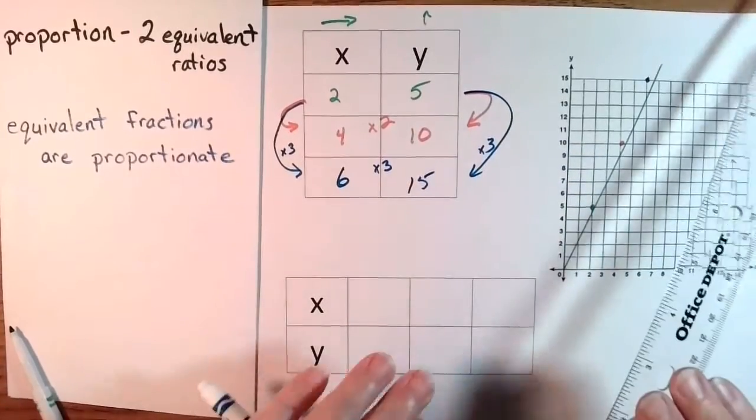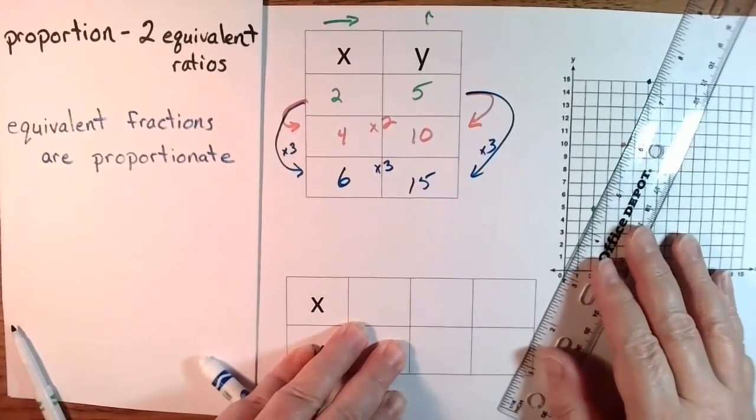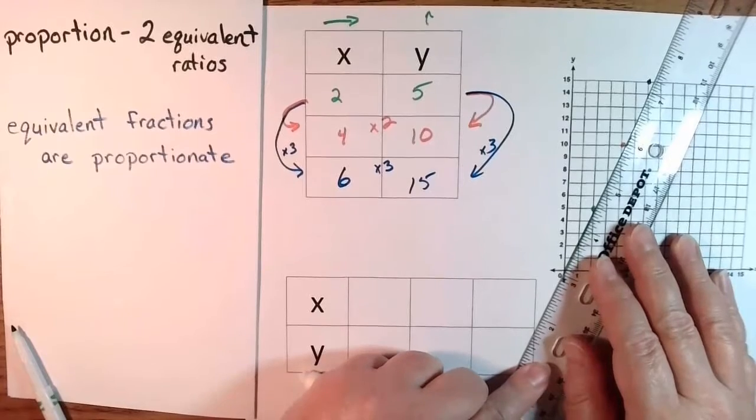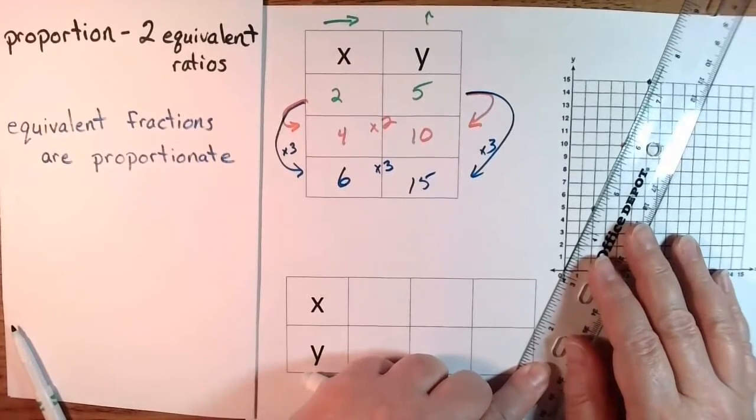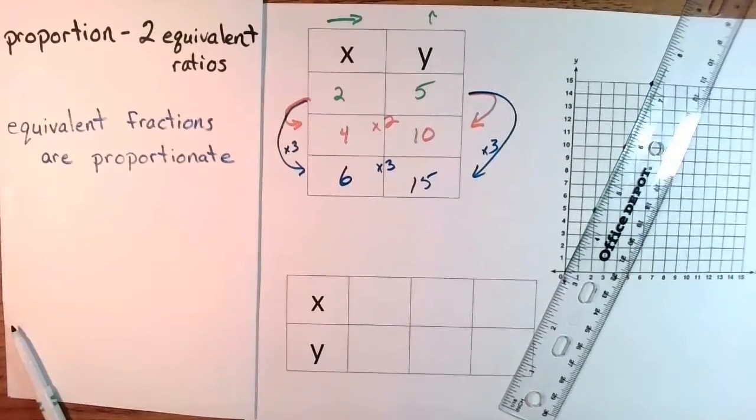For us to double check, we're going to go ahead and put the ruler on it now. See if it goes through 0, 0, and each point. And as you can see, it does go through each point.